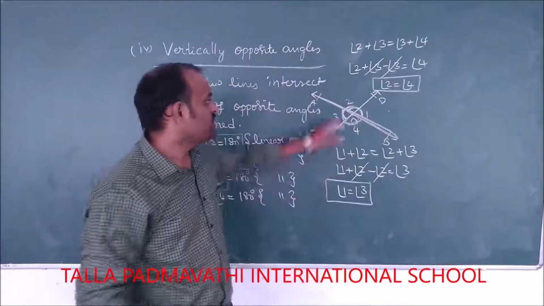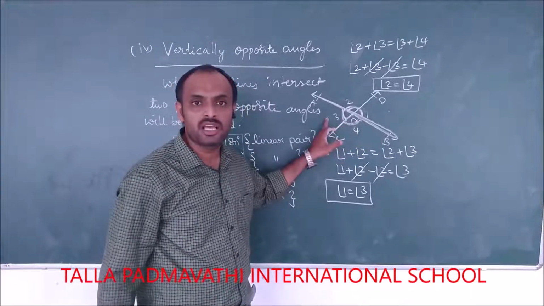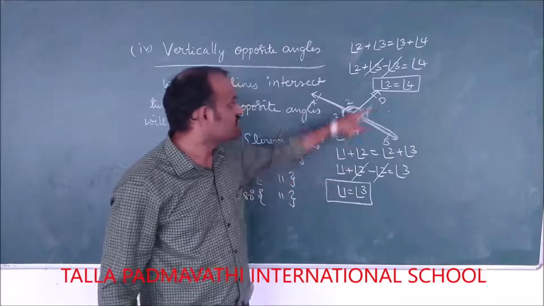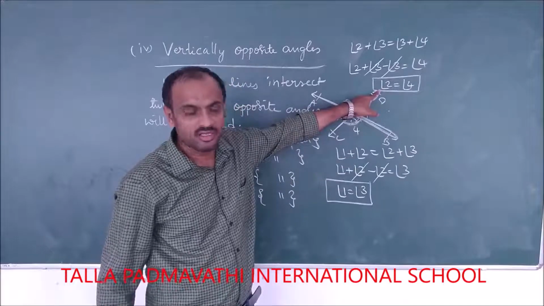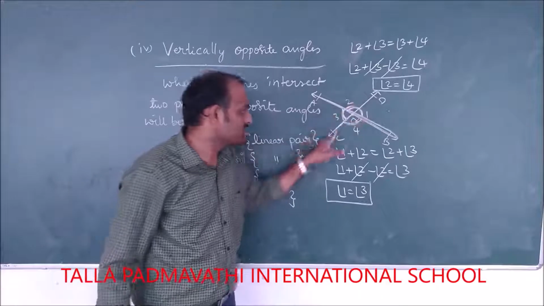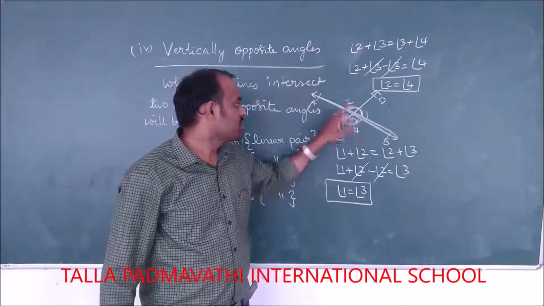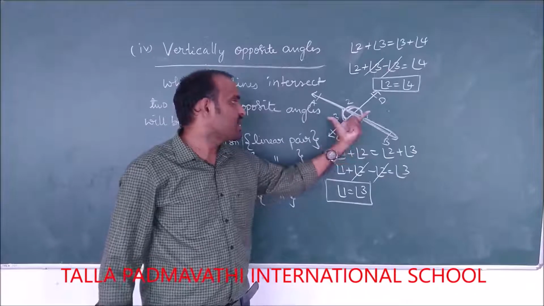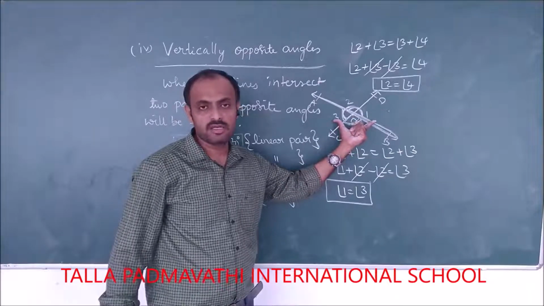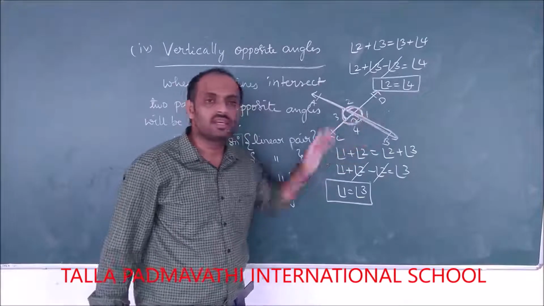See, 2 and 4 are vertically opposite angles, and 1 and 3 are also vertically opposite angles. So vertically opposite angles are equal. When will these angles be formed? When two lines intersect, four angles will be formed. In that, these two are opposite in nature, and these two are also opposite angles. So angle 2 and angle 4 are equal, and angle 1 and angle 3 are equal.